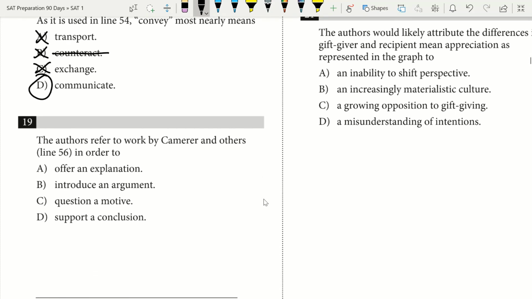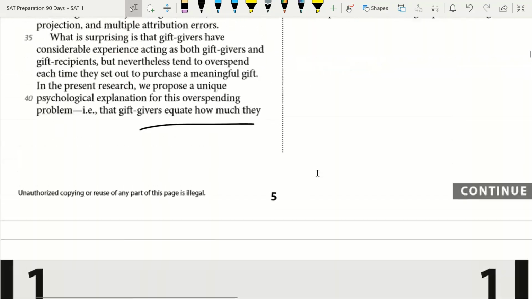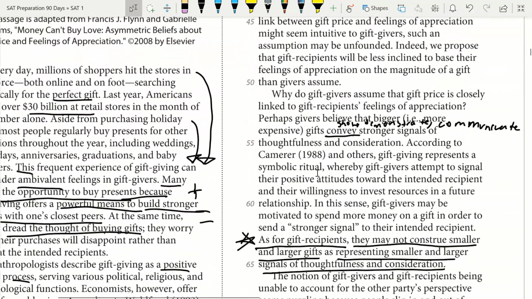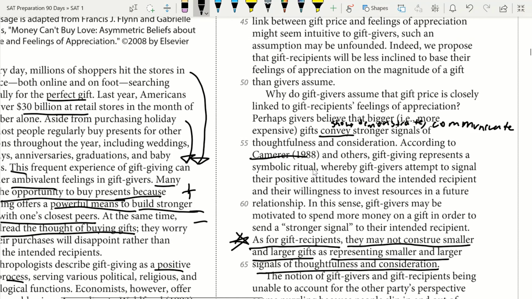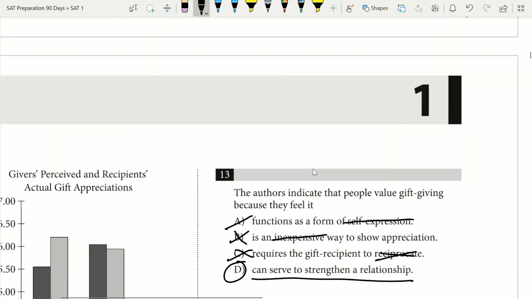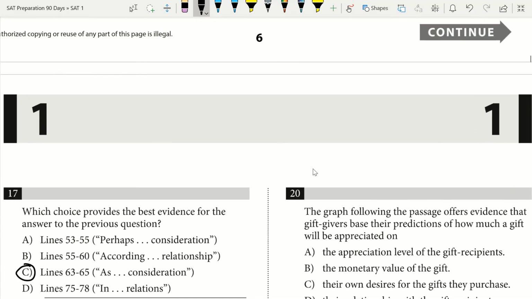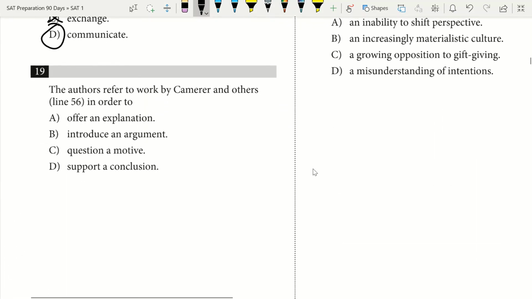So 19, the authors refer to the work by Camerer and others in line 56 in order to do what? Well, we need to go to line 56. So this is a function question. Why is he including this? Well, he's including it because it says gift giving represents a symbolic ritual whereby gift givers attempt to signal positive attitudes toward the intended recipient and their willingness to invest resources in a future relationship. Okay, this is the big part, that willingness to invest resources in a future relationship. They're trying to show that they value that relationship. So we're providing an explanation. We are offering an explanation for why gift givers correlate monetary value with appreciation. So our answer there is going to be offer an explanation.